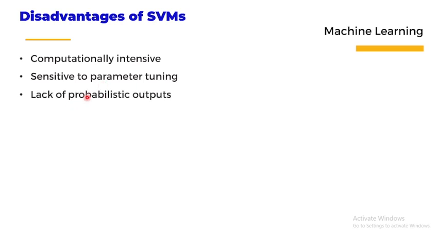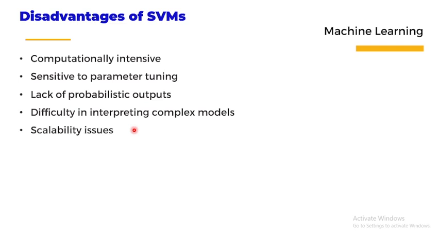The next is the lack of probabilistic output. SVM provides a binary classification output and does not directly estimate the class probability. The next one is the difficulty in interpreting the complex model. SVM can create complex decision boundaries, especially when using non-linear kernels. And the last one is the scalability issue. SVM may face scalability issues when applied to extremely large data sets. So these are the disadvantages of SVM.